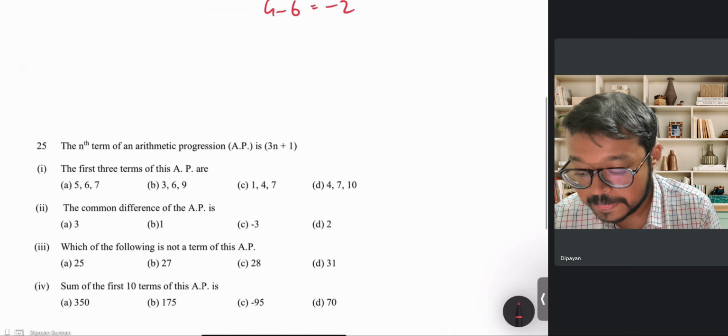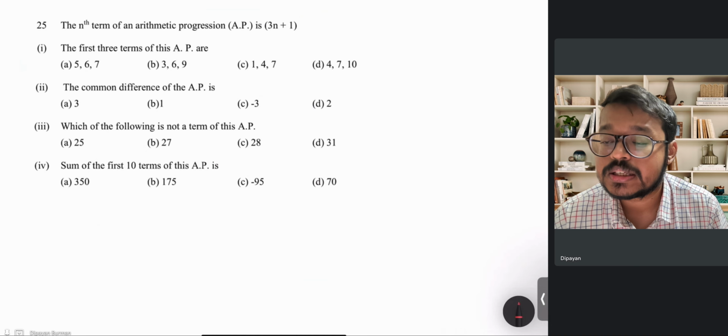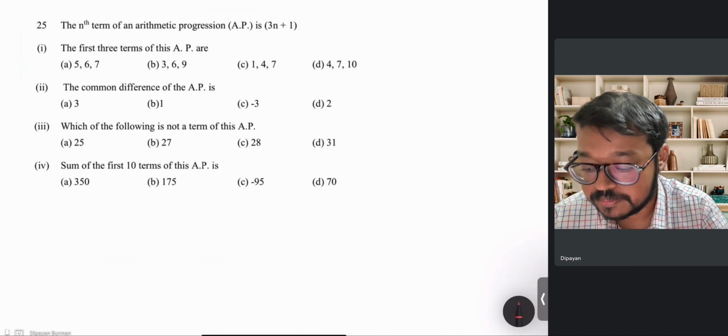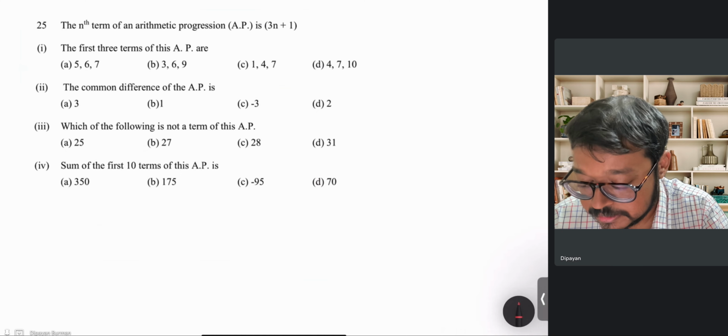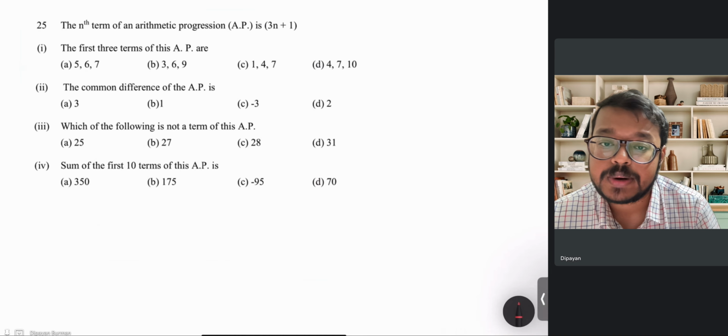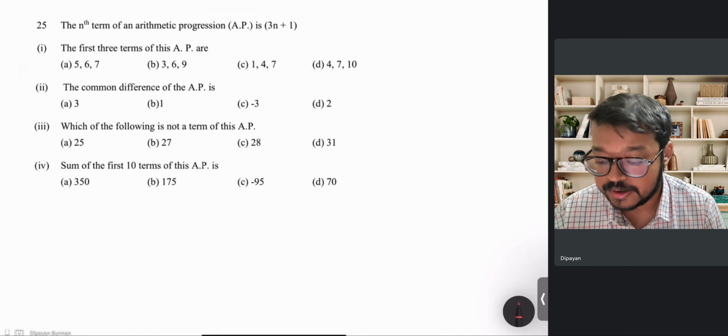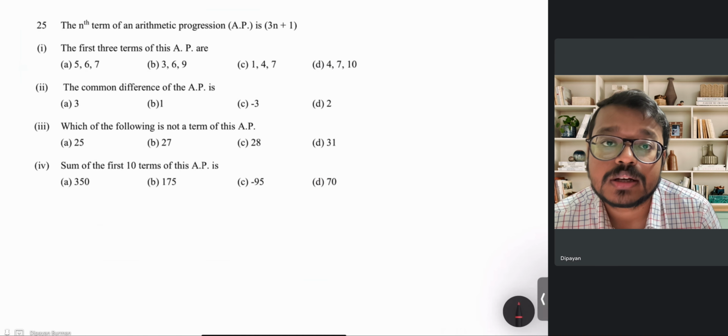Alright. Now let's look at the next question. This was part of 2022 where in this format of the MCQ, the 4 subparts are all related. They are parts of the same question. This format is not there currently.